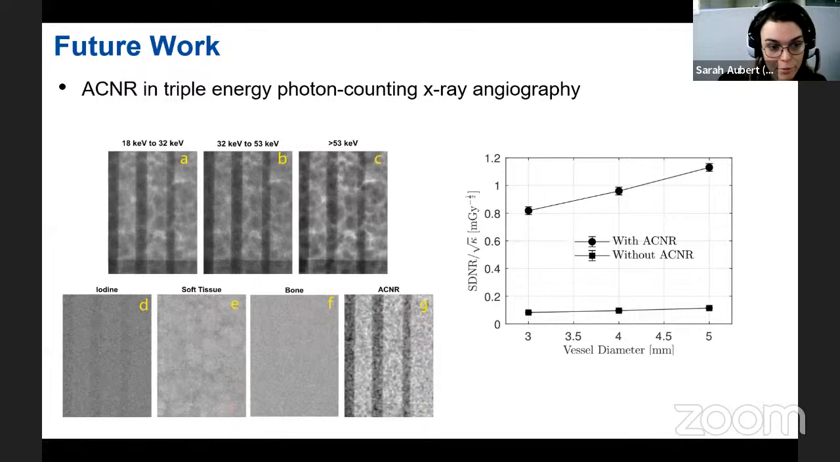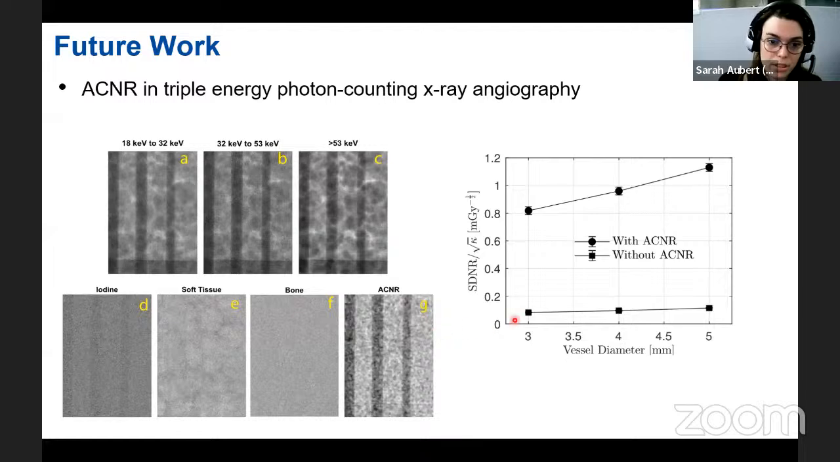So in doing this, we've produced our iodine specific image, or our iodine only image shown here, our soft tissue only image, and our bone only image. And then we can apply our ACNR correction to generate a dual energy image, and we come up with this image shown in the bottom here.